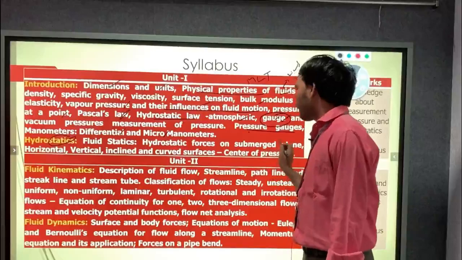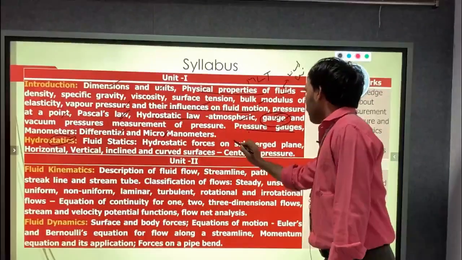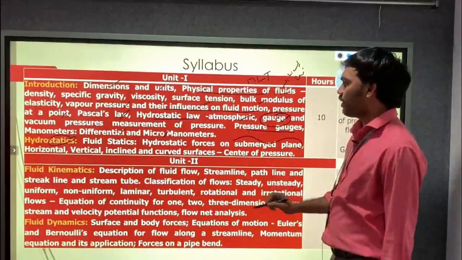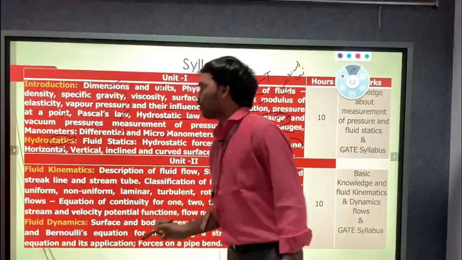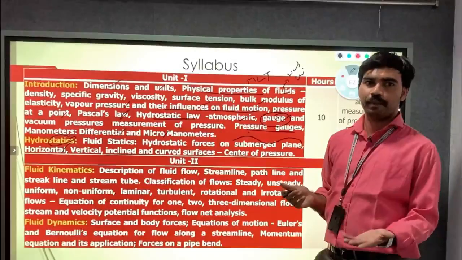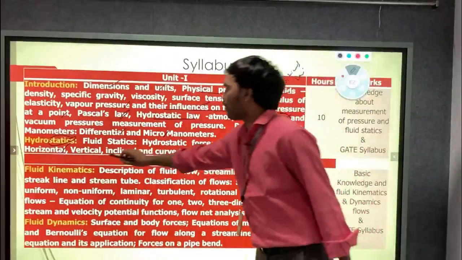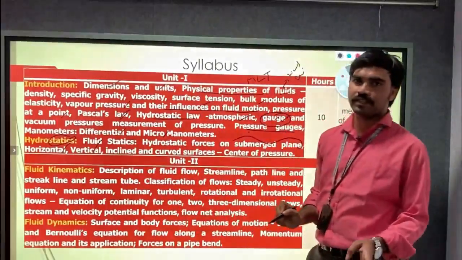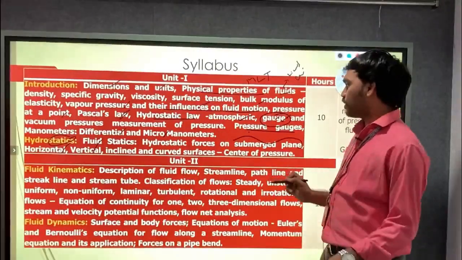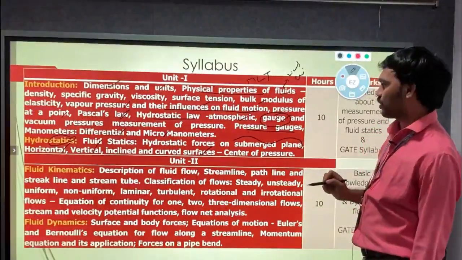So here to understand the fluid at rest, we are talking about four objects. One is forces on a submerged plane, the horizontal plane. When the horizontal plane is submerged in a liquid, what is the pressure acting on the plate, and what is the center where it is acting, the center of pressure. And also what happens when an inclined surface or vertical surface is submerged in a liquid, and also curved surface. So these are the things we are discussing in the first unit.